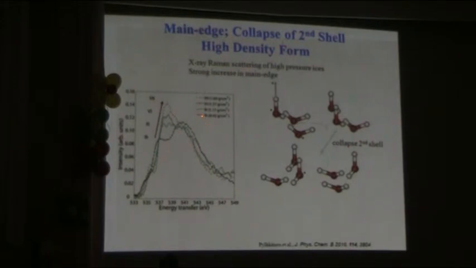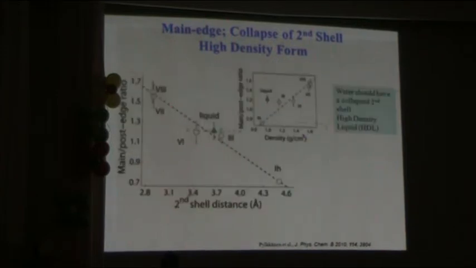Now going from hexagonal ice with a density of 0.9 grams per cubic centimeter all the way up to ice 8 at 1.6 grams per cubic centimeter, what we can see is that we have a shift in the ratio between post-edge and main edge, where the main edge grows more and more.